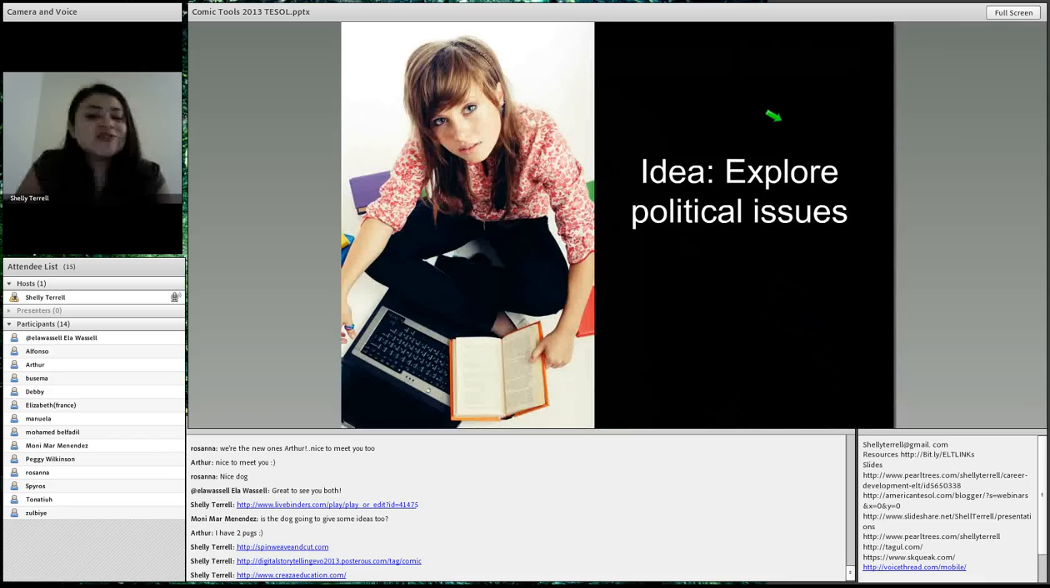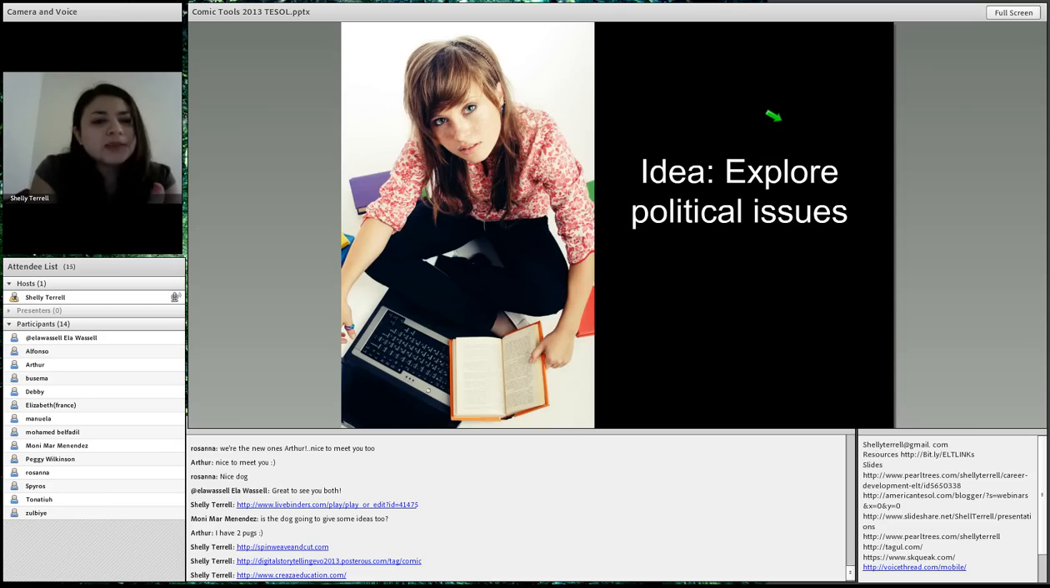It's a great way to explore political issues. You can have a lot of political cartoons. You see those in the paper. So you can actually take a political cartoon and show it to your students. And when you show the political cartoon, they can examine it and study it. And then they can create their own political cartoon using any of the 30 comic tools out there that you think would be appropriate for this.